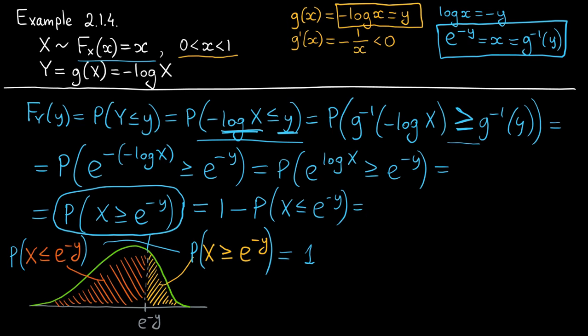And why did we do that? Well, because the probability that x is less than or equal to e to the power minus y is just the CDF of x evaluated at the point e to the power minus y. And then we know what the CDF of x is from above there, and it's just x in this case. So when we plug it in, we just get 1 minus e to the power minus y. And what is the support of the random variable y? It is all positive numbers.